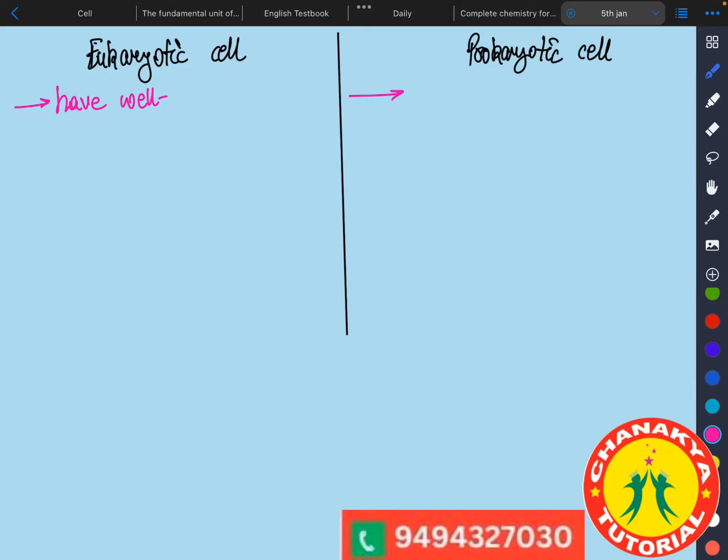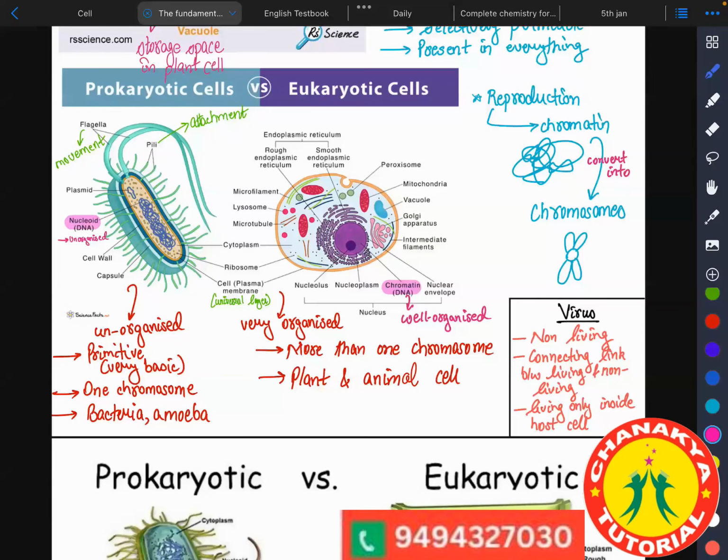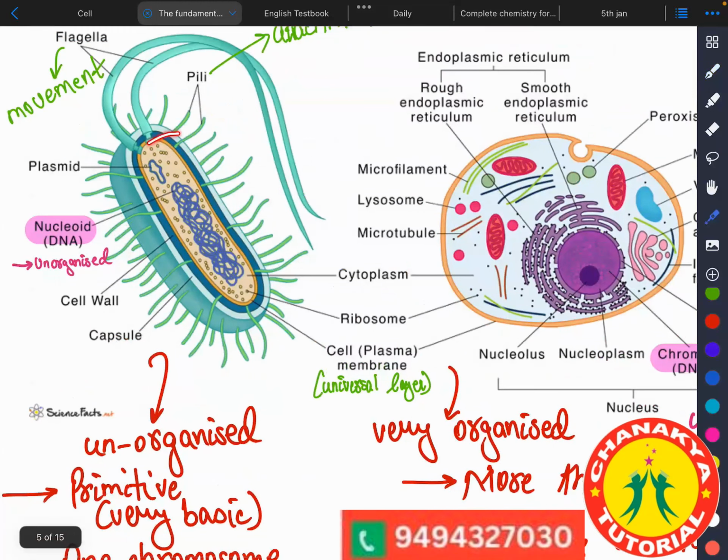So there is no well-defined nucleus inside a prokaryotic cell. Rather, it is something like this, some random arrangement. So we name this the nucleoid. In a prokaryotic cell we mainly say that the nucleus is absent and the nucleoid is present, and the nucleoid contains DNA.